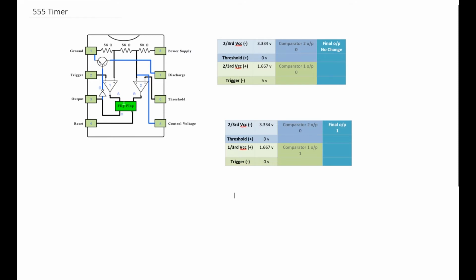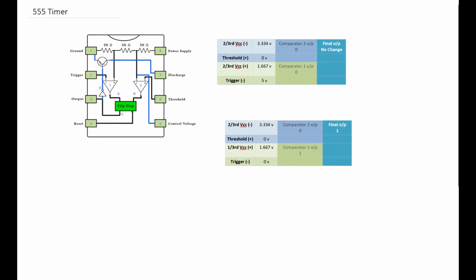And because we had looked at the truth table for the SR flip-flop, the set and the reset both are 0, which makes our final output whatever the output was at that stage. So if I had not triggered anything, the output would remain 0, and if the 555 timer was in a triggered state, it would remain in the 1 state.